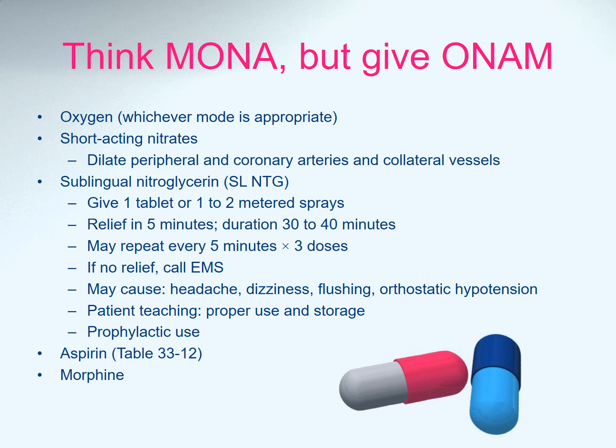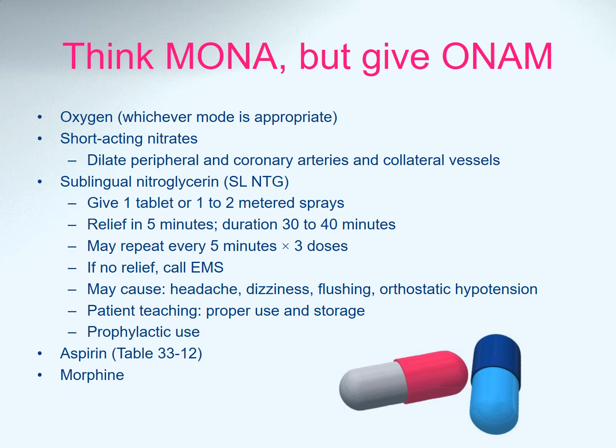We think MONA, which is morphine, oxygen, nitrates, and aspirin, but we're going to give ONAM: oxygen, nitrates, aspirin, and morphine. We're going to use whichever mode is appropriate for the oxygen. The short-acting nitrates dilate the peripheral and coronary arteries and collateral vessels.